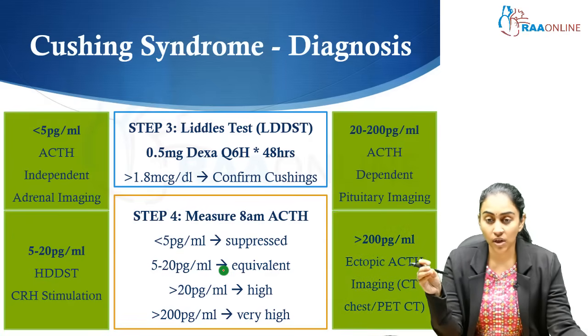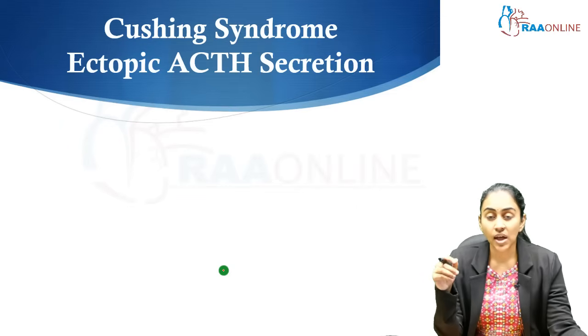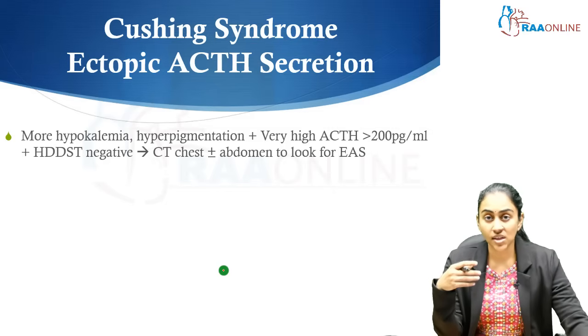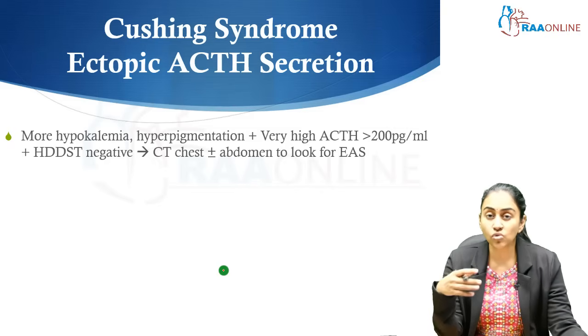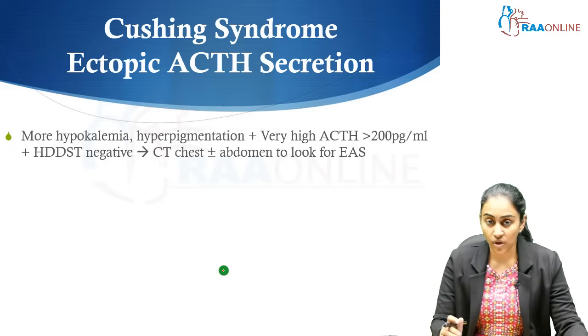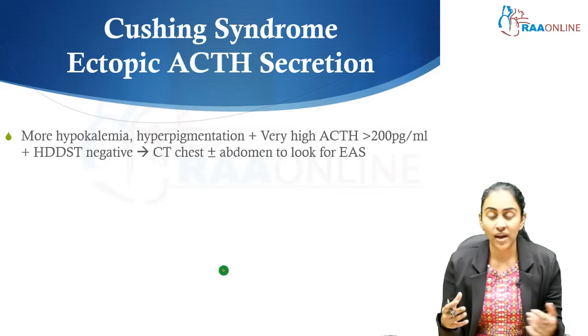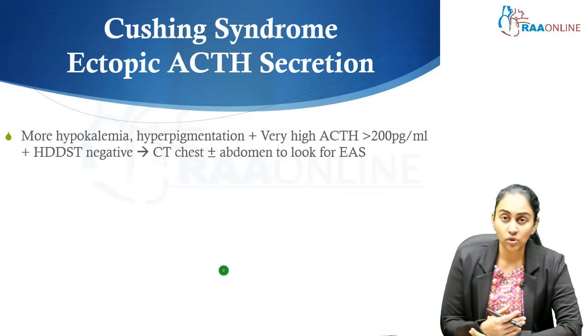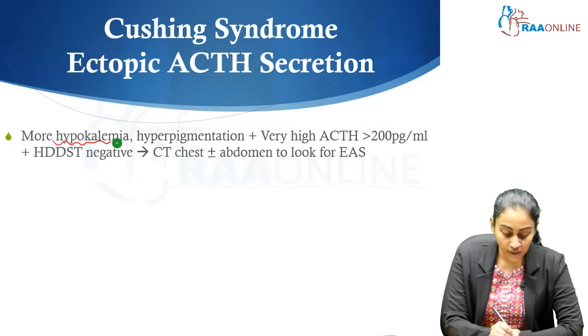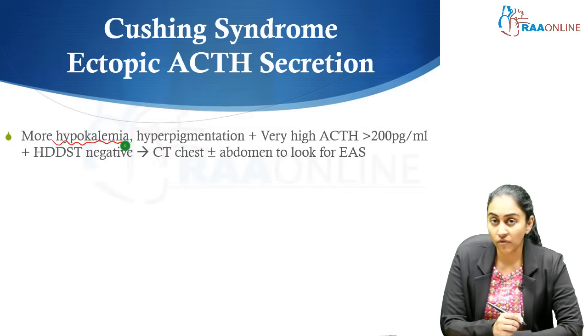Now, in patients with very high levels of ACTH, particularly when the high dose dexamethasone suppression test is negative, we are going to think about ectopic ACTH secretion. In addition, these patients may have further clues in the form of significant hypokalemia and hyperpigmentation. As I said, in patients with ectopic ACTH, the ACTH levels are going to be very, very high. That's going to drive a significant excess of glucocorticoid production, and that is going to overwhelm not only the glucocorticoid receptors but also the mineralocorticoid receptors, resulting in significant mineralocorticoid effects in the form of hypokalemia.